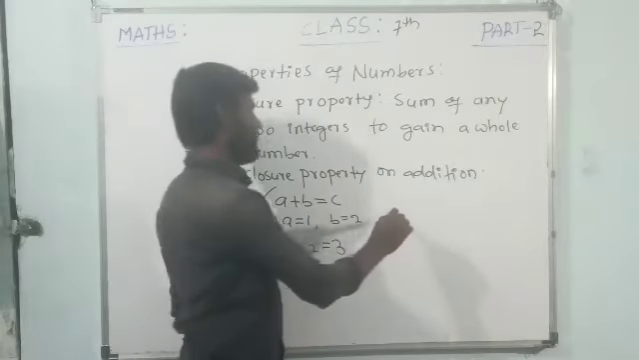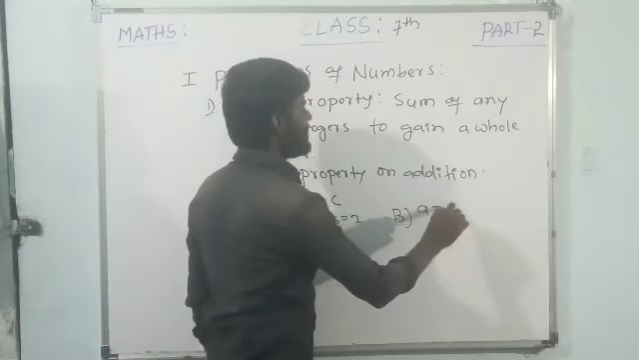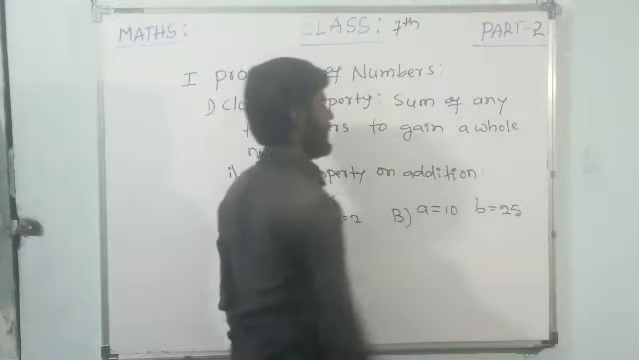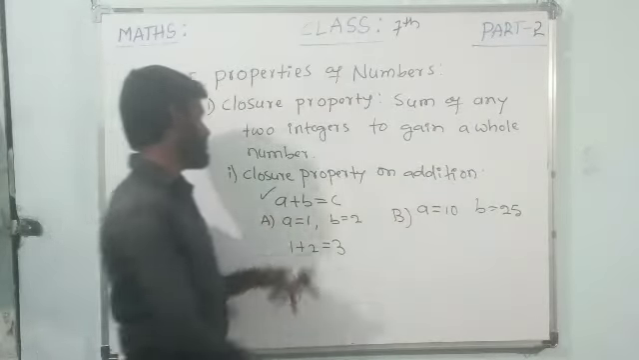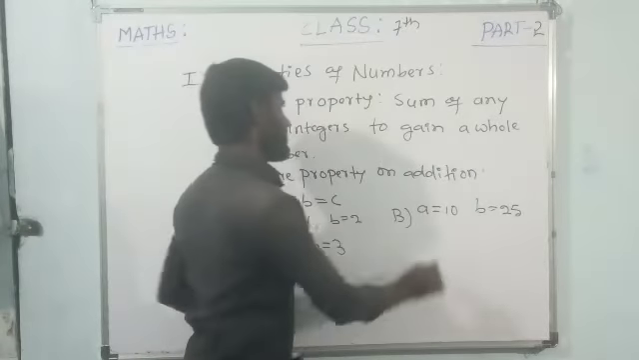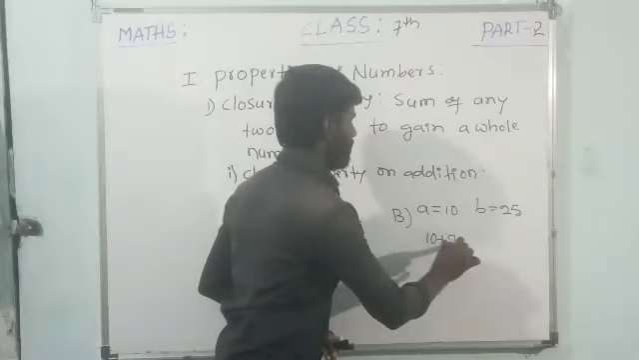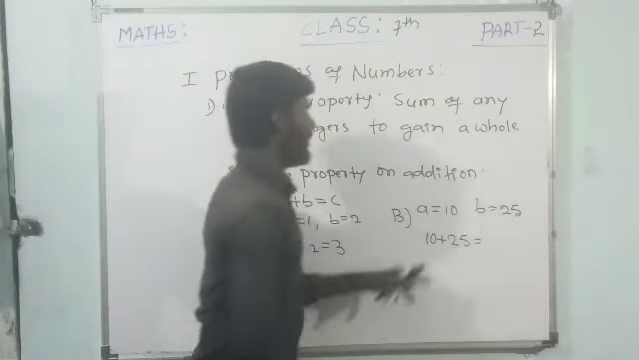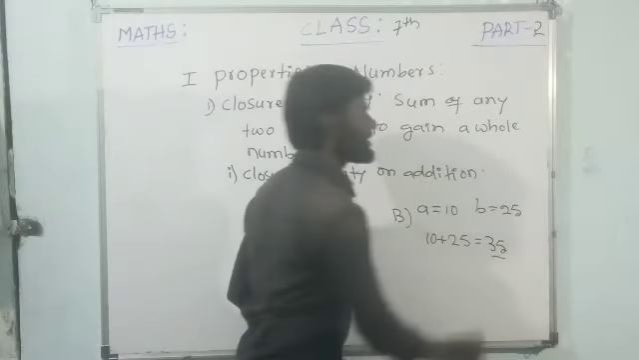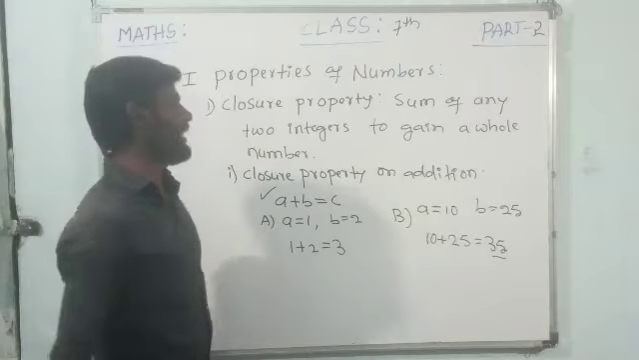Example B. If I take A is equal to 10, B is equal to 25, if I keep the values in this formula, A is 10 plus B means here 25. 10 plus 25 is equal to 35. This 35 is a whole number. It obeys the closure property on addition.